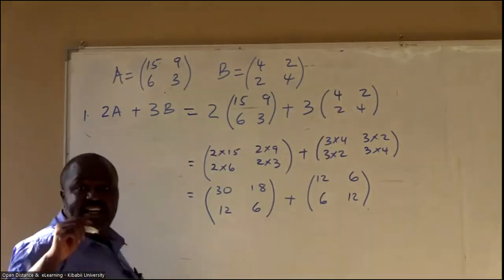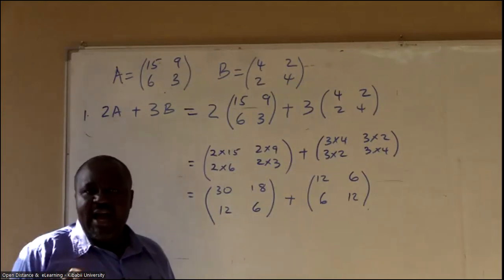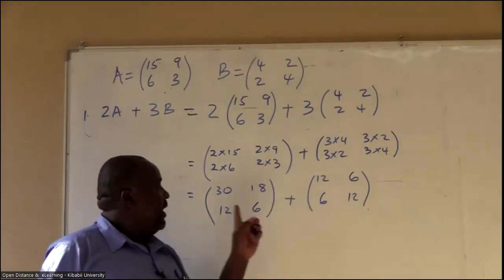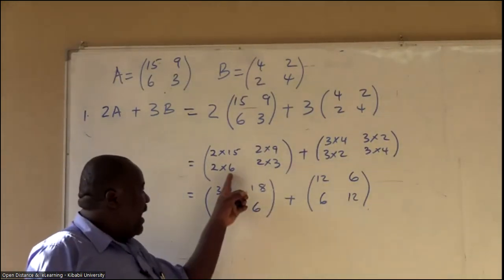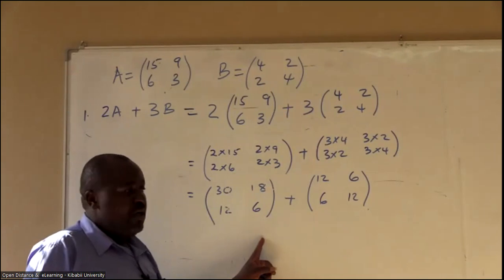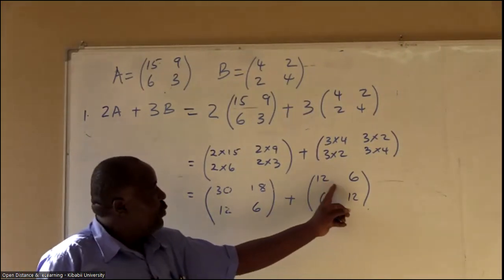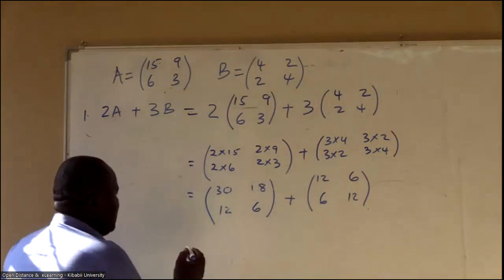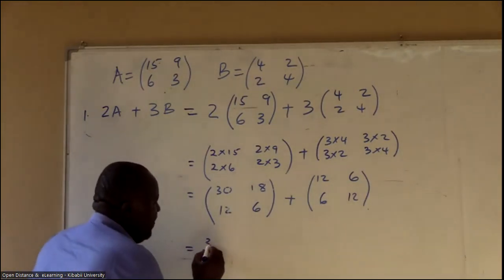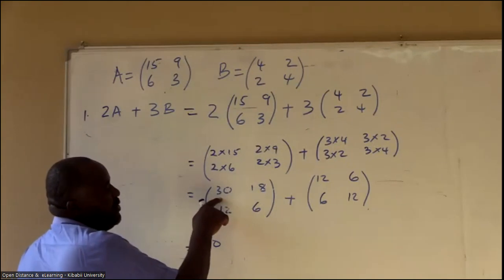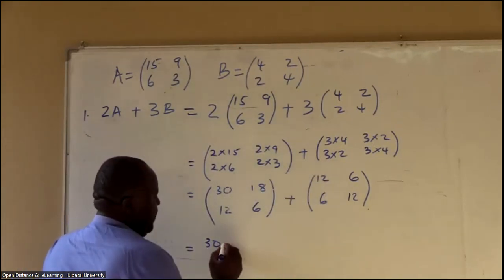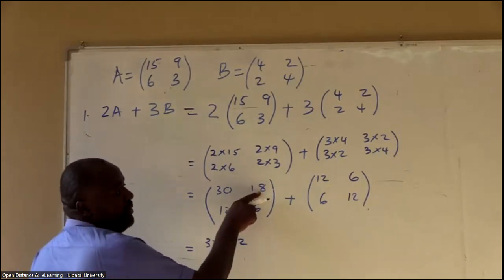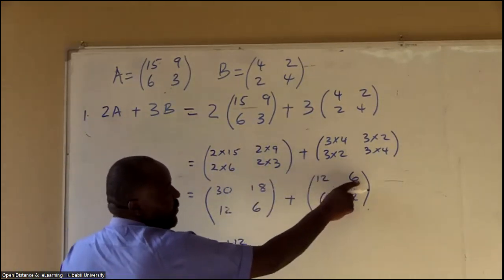Then now from the operation of addition, we add the corresponding elements. This is 2 by 2. This is 2 by 2. It has 2 rows and 2 columns. The next matrix has 2 rows and also 2 columns. So we add the corresponding elements. We have 30 corresponds to 12, so that is 30 plus 12. Then 18 corresponds to the second one, it is 6.